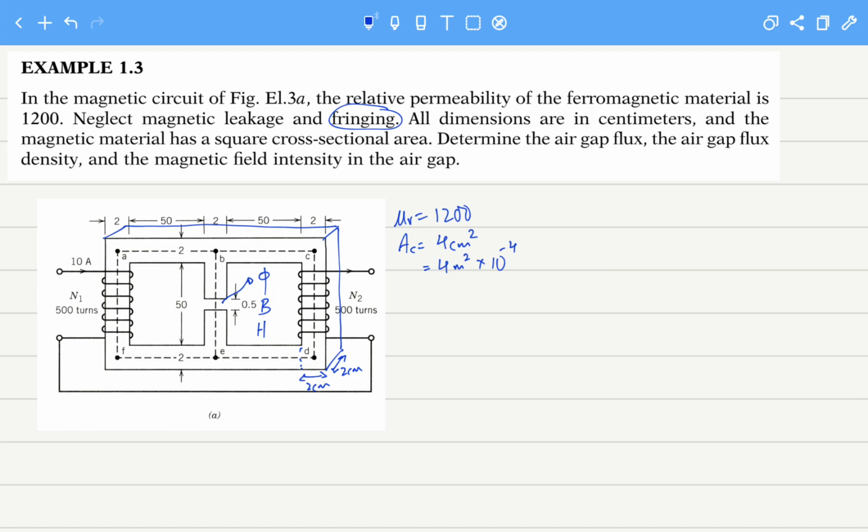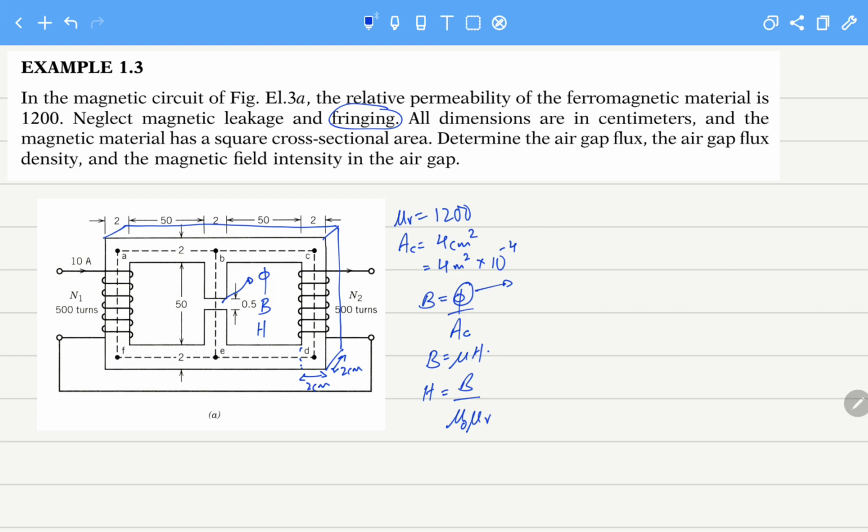If you can calculate flux and flux density, the rest of it will come very easily. There are no issues, because after calculating the flux, you can easily calculate B, which will be flux divided by the area of the core, because there is no fringing effect. And if you want to calculate the magnetic field intensity, this will be very simple, B divided by mu, which is actually equal to mu naught into mu r. Mu r is given. So the main thing that we need to calculate is the flux.